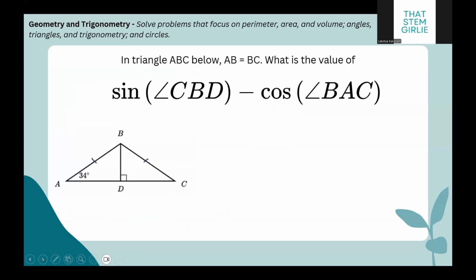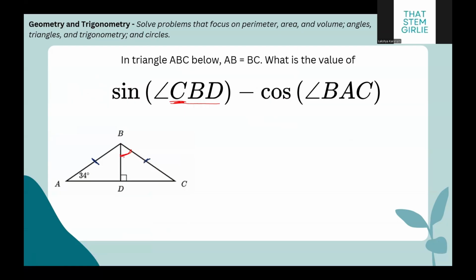For the next problem here, we have triangle ABC below, and we know that AB is equal to BC, and that's represented with these little lines here. So we want to find the value of the sine of angle CBD, and the way I would find what this is talking about is I start where it starts and I trace my pencil. So C, B, D. The angle that's made by that is right here. So this is the angle.